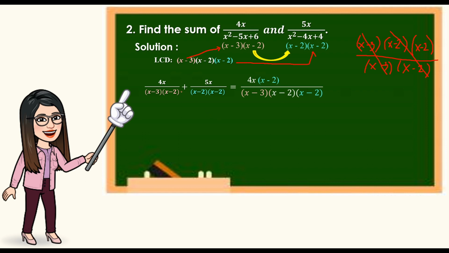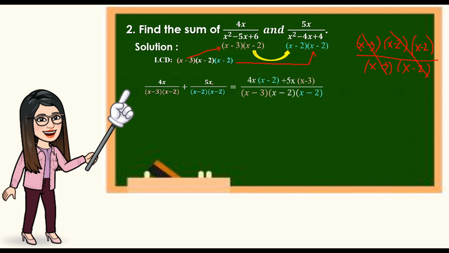Same pattern, same procedure here. The quantity of x minus 3 times the quantity of x minus 2 times the quantity of x minus 2, divided by the quantity of x minus 2 times the quantity of x minus 2, times 5x. So we have positive 5x times the quantity of x minus 3.